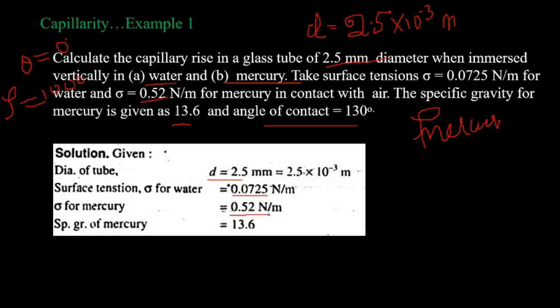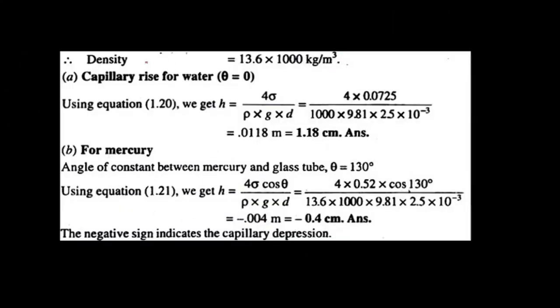Surface tension of mercury is given, noted. Specific gravity of the mercury is given, 13.6. With that, we have to assume that theta is 0 for water and the density of water is 1000 kg per meter cube. This you have to keep in mind whenever water comes into the picture. So next we will solve. Density of mercury is 13.6 into 1000 kg per meter cube.